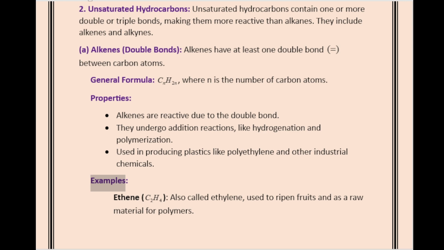Examples. Ethene, also called ethylene, used to ripen fruits and as a raw material for polymers.